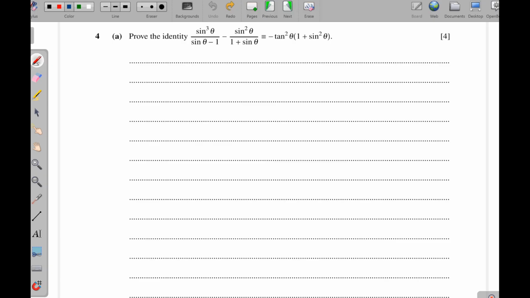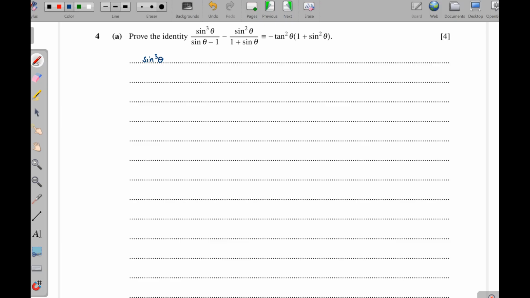Okay, remember when we are proving identities, you can begin from the left side to prove the right side, or you begin from the right side to prove the left side. But in most cases, it is hard to prove from the right side because it requires a little bit of thinking. So let's begin from the left side. It is always easier to begin with the left side.